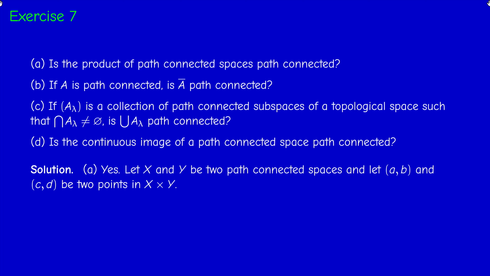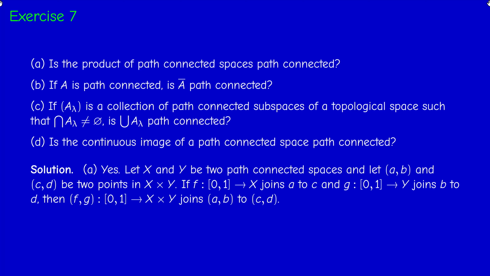And the proof is actually easier than the proof that the product of two connected spaces is connected. Because if we have two path-connected spaces X and Y, and we consider two arbitrary points (A, B) and (C, D) in X times Y. So A is in X, C is in X. So since X is path-connected, we can join A to C by a path that I call f. Okay, so f of 0 equals A, f of 1 equals C. f is just continuous. And since Y is path-connected, we can join B to D by a path g.